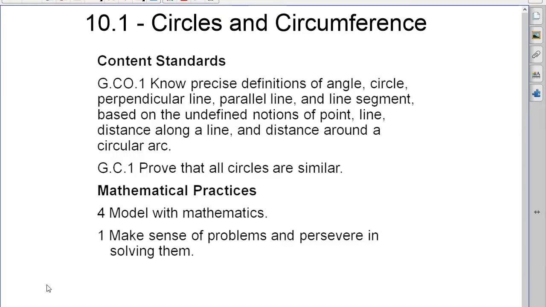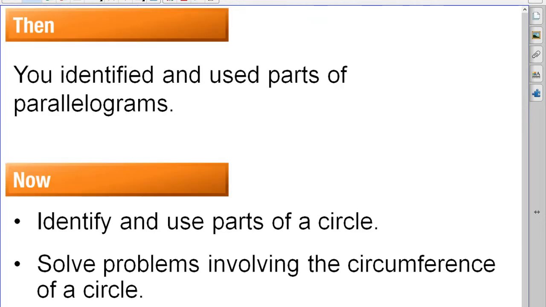Okay, so here are the notes for section 10.1, circles and circumference. Most of this is definition work and a little bit of application, mostly just definitions and parts. We've talked about parts of parallelograms. Now we're going to talk about parts of circles, then do circumference. Other than some words and specific ideas, most of this should be review, but it's probably been a while.